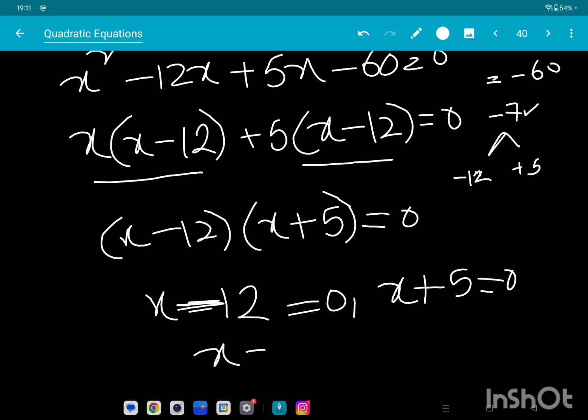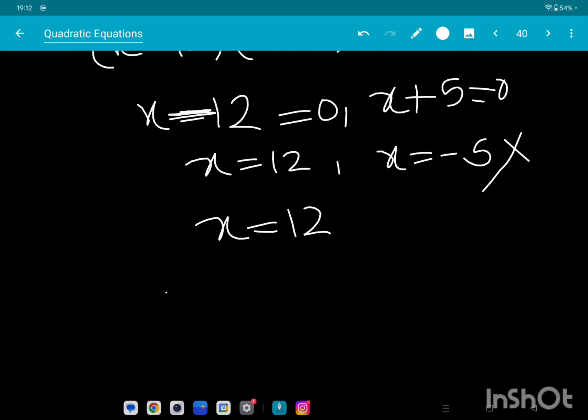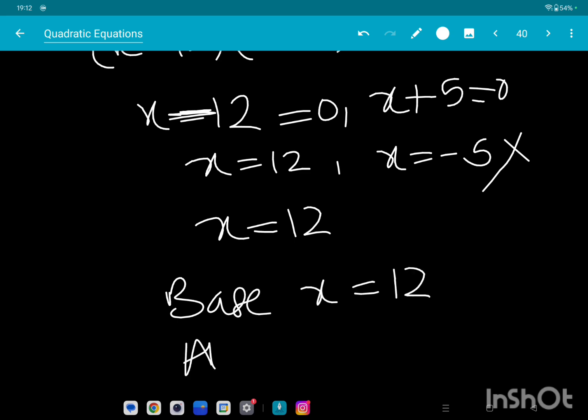What is the x value here? X value is 12 and here the x value is minus 5. And we can ignore the negative value because in the measurements there is no negative value. So our x value is 12. So we already know that the base x is 12 and we need to know the altitude.